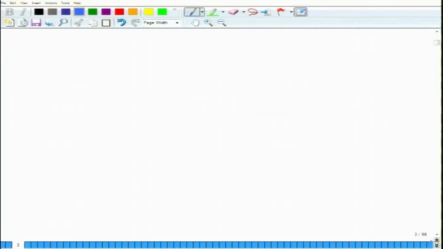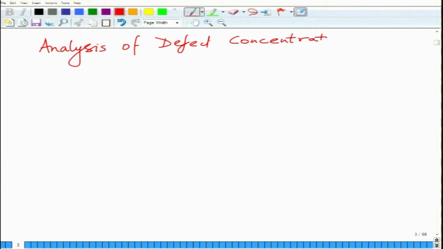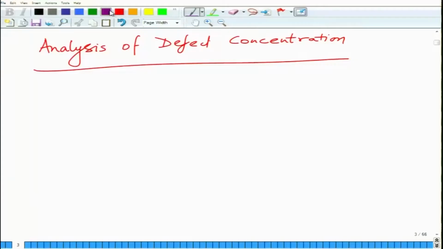Now, what we will do is a simple analysis of defect concentration. Basically, when we introduce a vacancy in the system, it leads to a change in the thermodynamic parameters such as entropy and enthalpy.